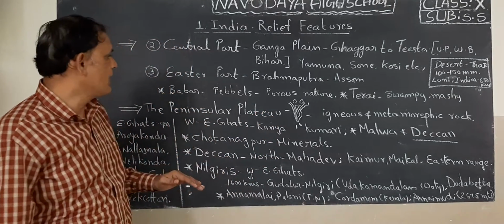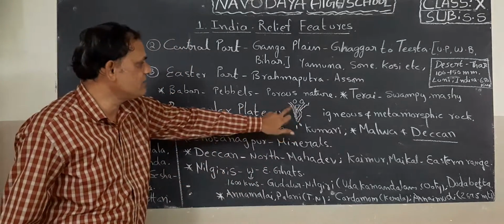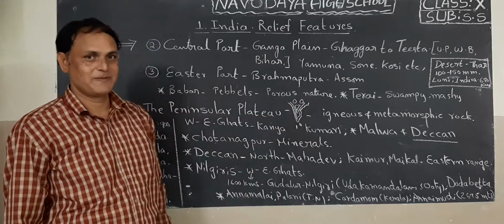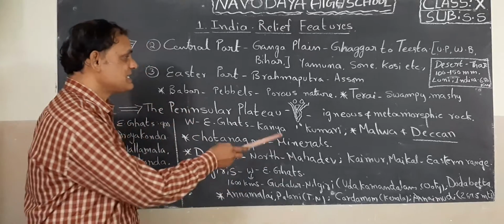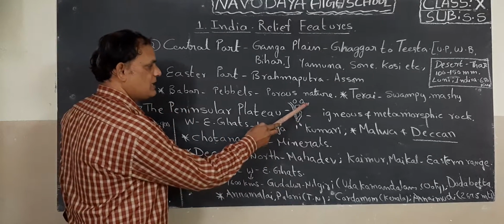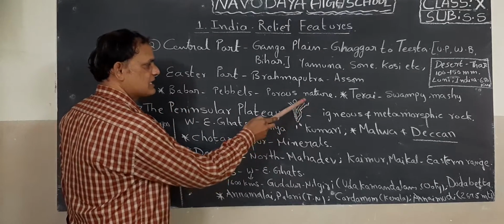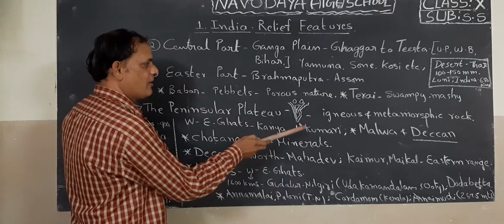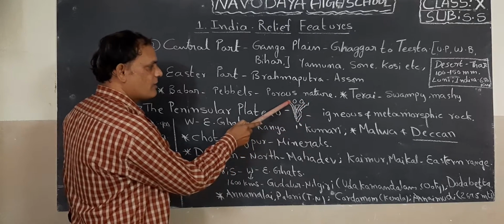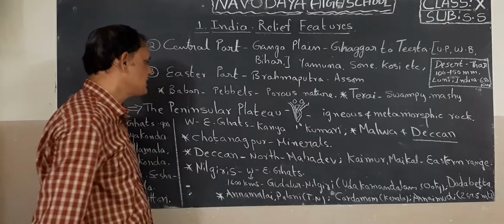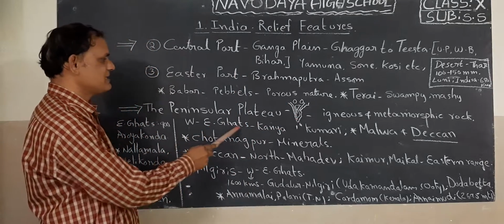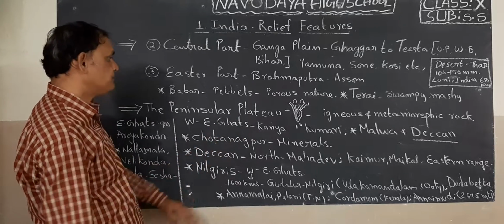Next one. Eastern Ghats and Western Ghats are also there. What are the Eastern Ghats? From here to here you can find the Eastern Ghats in our country, children. Where are the Western Ghats? From here to here the Western Ghats are there. So Eastern Ghats and Western Ghats. Next one.